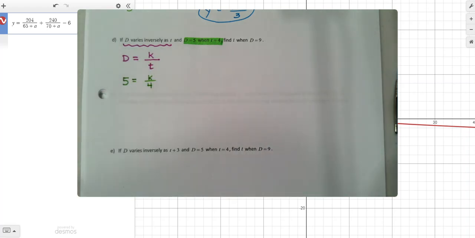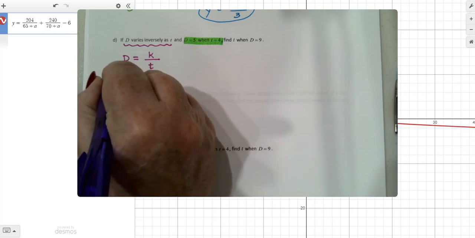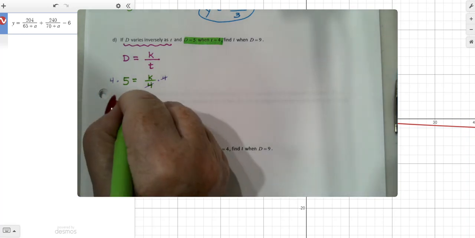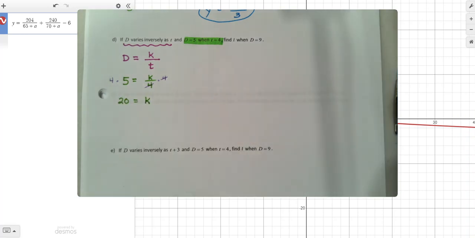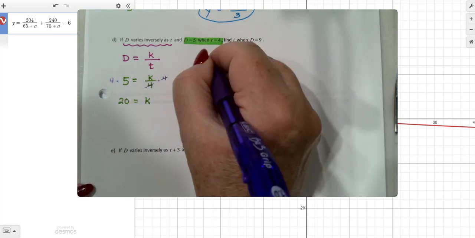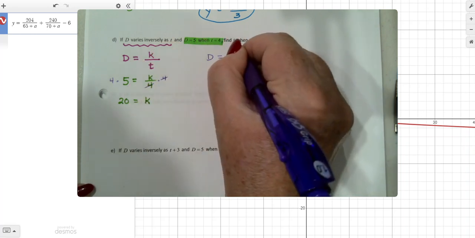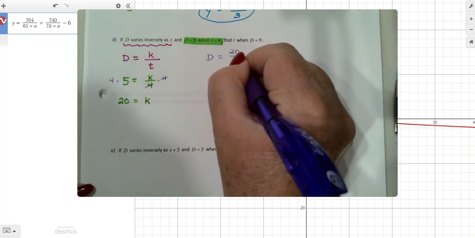And just a tiny nod to what we've been doing here. I do have a fractional equation, so if I multiply both sides by 4 to clear the fraction, that allows me to solve for the k. And I can see that k is going to be 20. All right, so my variation equation is D equals, I now know that k is 20, divided by T.